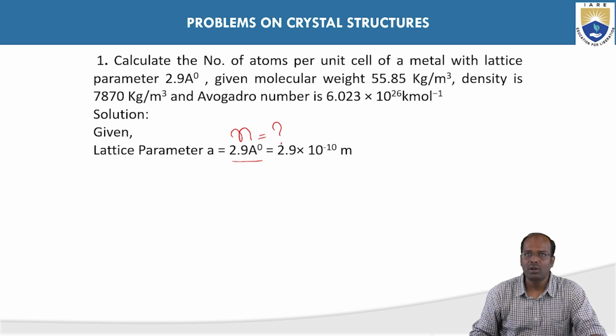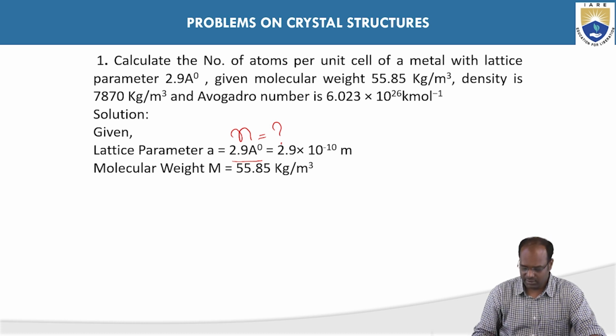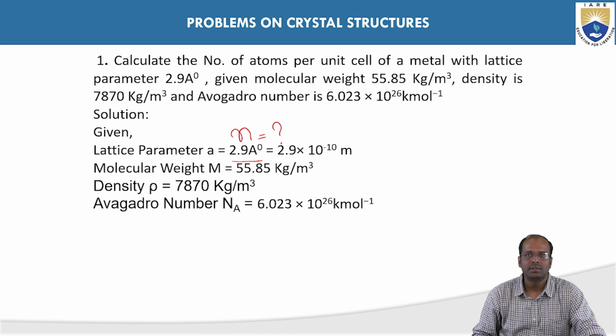And what is the molecular weight they have given? Molecular weight M is 55.85 kg per meter cube, and the density is 7870 kg per meter cube, and Avogadro number is 6.023 into 10 to the power of 26 kilo per mole.